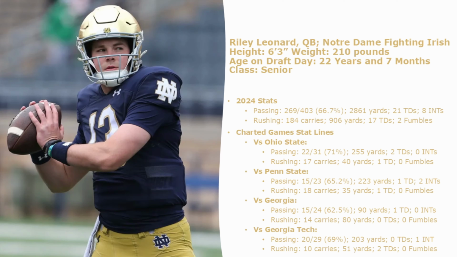And also, Leonard did have to play from behind for a portion of that game, which I think also gives a better idea of how he plays under pressure in a game they're trailing. But to get back to the charting games, statistically he was good against Ohio State, okay against Penn State, pretty rough against Georgia, and okay against Georgia Tech.